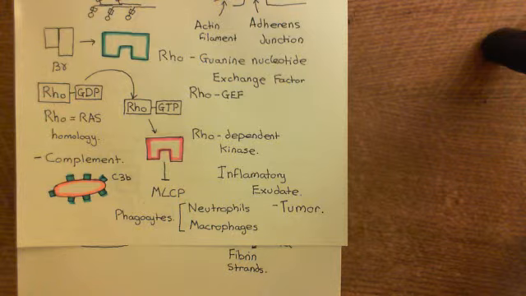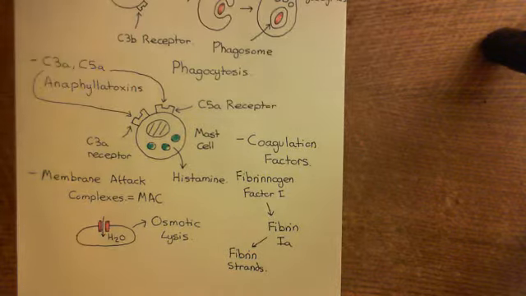What we're about to see is the final two, which are dolor and functio laesa. Dolor means pain, and functio laesa means loss of function. Those are going to be because of, well, not solely because of, but a major component of this is because of the kallikrein-kinin system.